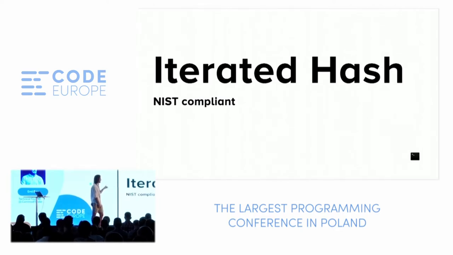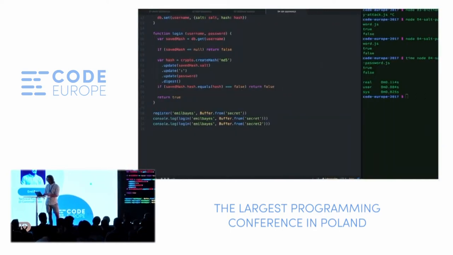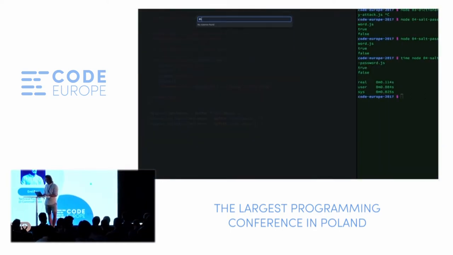So iterated hashing, specifically the hash function that's also in Node core called PBKDF2, which stands for Password-Based Key Derivation Function 2, is NIST compliant. NIST is the National Institute of Standards and Technology, the US body that governs what US businesses and government agencies can and cannot do when it comes to handling citizens' data. So, show the example.